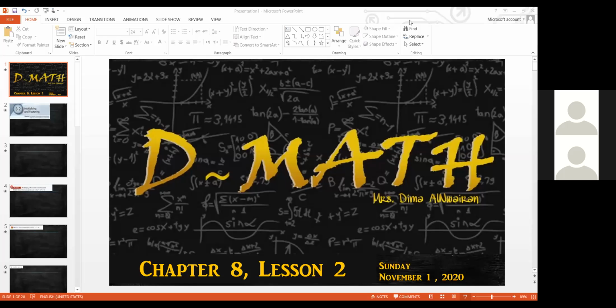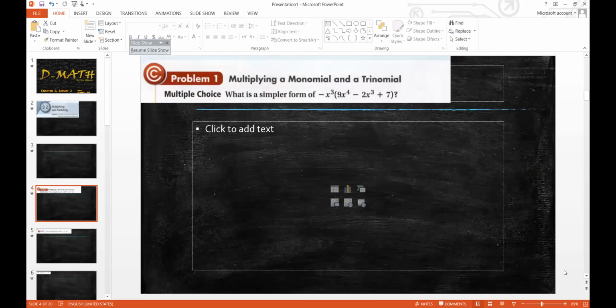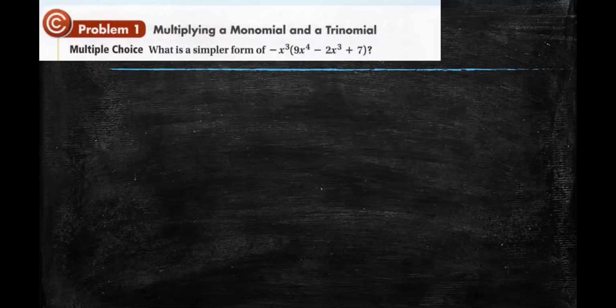Okay. So now, how can we multiply a monomial with a trinomial? What is the simpler form of multiplying negative x cubic with 9x to the power 4 minus 2x cubic plus 7? The first step, I want you now to write this term as 9x to the power 4 minus 2x cubic plus 7.